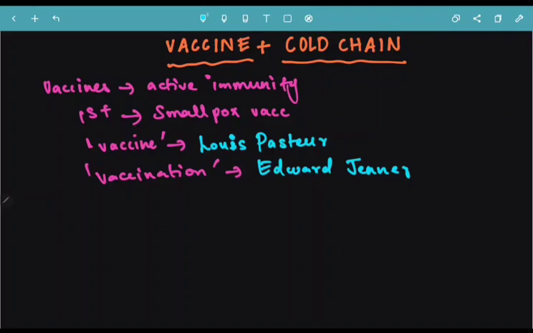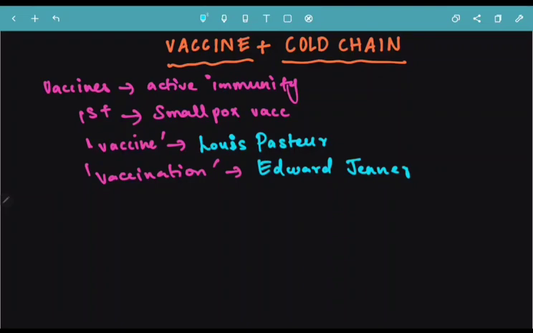So vaccines are basically active immunity. The first vaccine discovered was the smallpox vaccine. The word vaccine was given by Louis Pasteur, and the term vaccination was given by Edward Jenner. Okay. And Edward Jenner is the one who discovered the smallpox vaccine actually. So vaccination is Edward Jenner, and vaccine was given by Louis Pasteur.